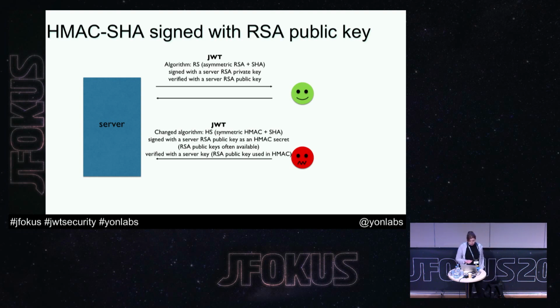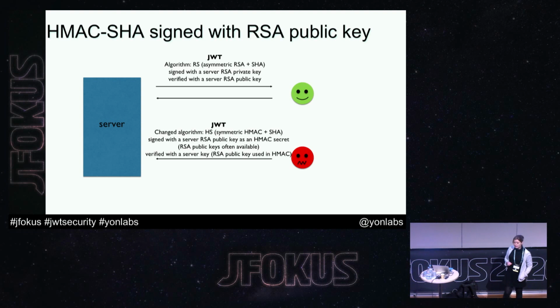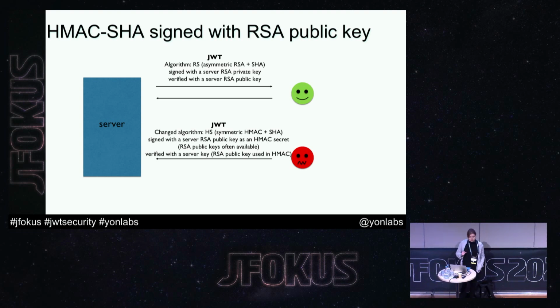So the hacker changed the algorithm to HMAC, which is a symmetric algorithm. It uses a secret key. And the hacker used this RSA public key as a secret for HMAC. What happened? The server accepted this token because the server decided that it should use HMAC plus SHA, and the server had this RSA public key configured in its configuration, so it used it as a key, but not for RSA, but for HMAC. So it was a successful verification, and a hacker could exploit this issue. That's why we need to require, during the verification phase, a specific algorithm and a specific key.